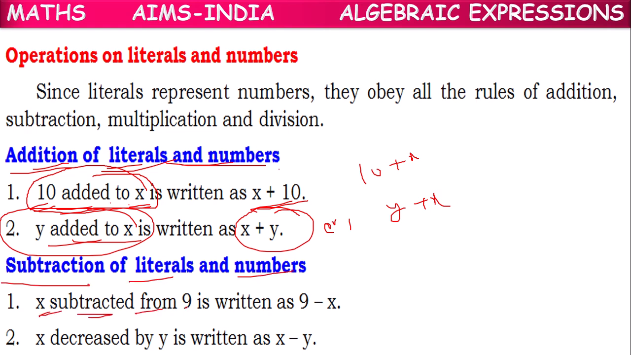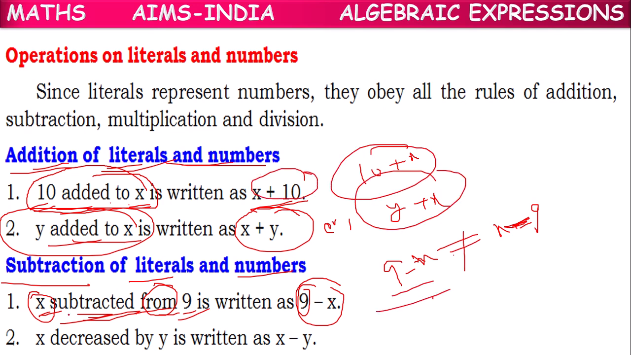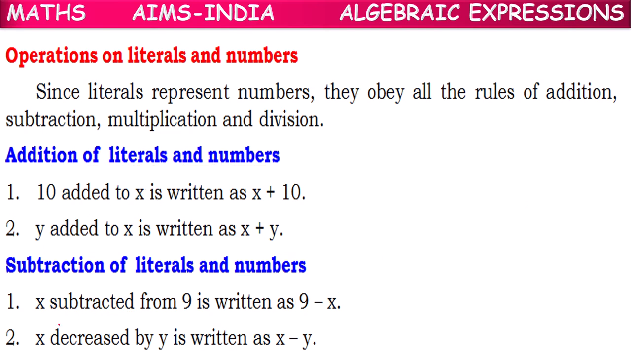Subtraction of literals and numbers. x subtracted from 9. Means from 9, we have to subtract x. 9 minus x. The mathematical sentence denotes the expression 9 minus x. We cannot write it as x minus 9, which is not equal to 9 minus x. In addition, we can write in any way, but while doing subtraction, we have to write as per the given mathematical statement only.